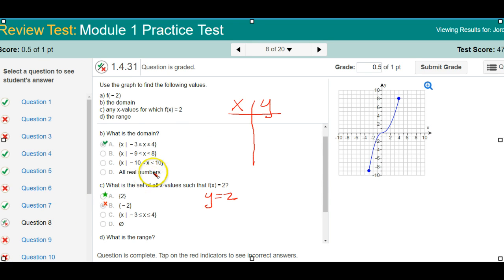Now you had part of this correct. This is correct. We now want to look at what is the set of all x values such that function of x equals 2. Well, we said for the function symbol we can substitute a y, so we know that y is 2. So if you use a t-chart to organize your data, that works out. So when y is 2 right here, what will x be? Well, this is the point, and x at this point is 2. And that's what they had, not -2.